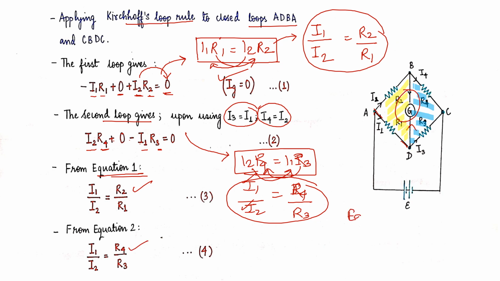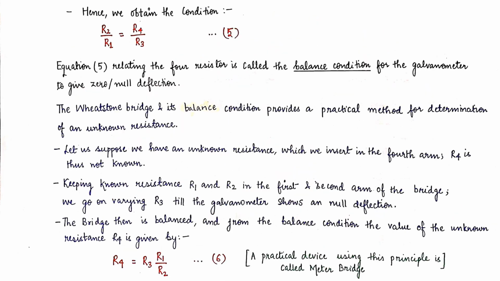Now I will equate equation number 3 and 4. What I will get is R2 upon R1 equals R4 upon R3. That is, the ratio of resistances R2 and R1 is equal to the ratio of resistances R4 and R3. Now we have obtained this relation, R2 upon R1 equals R4 upon R3. That is our finalized fifth equation.